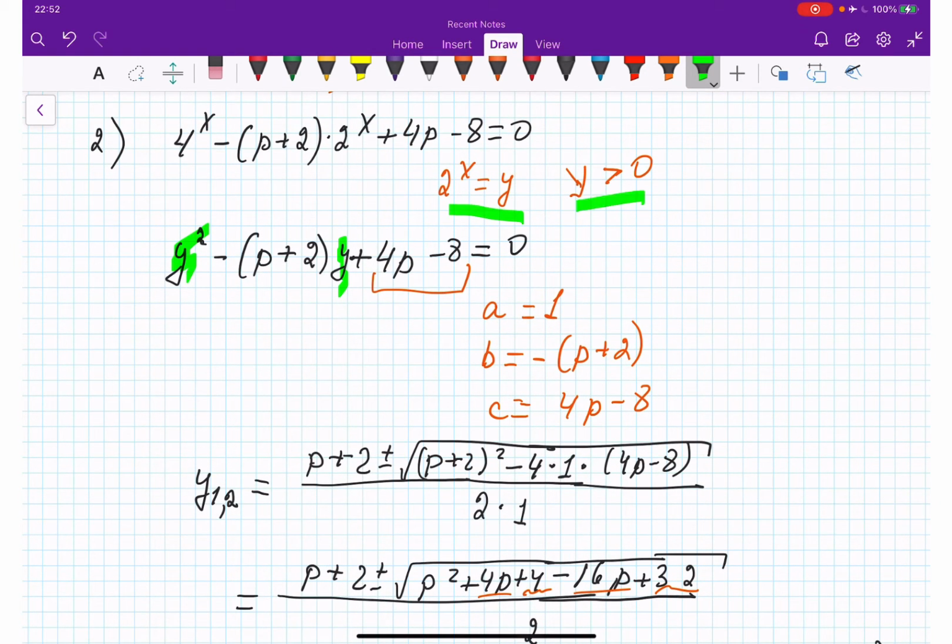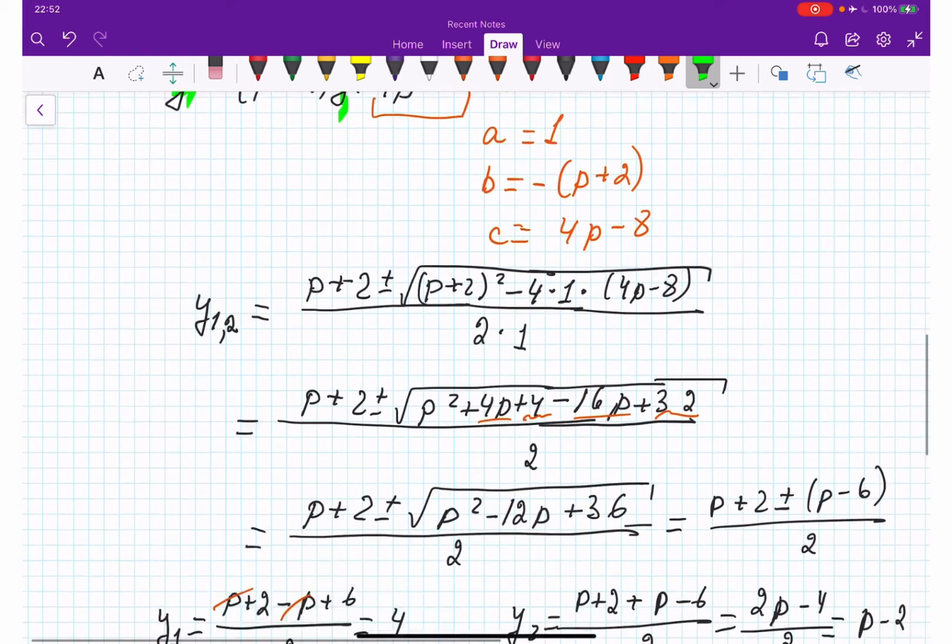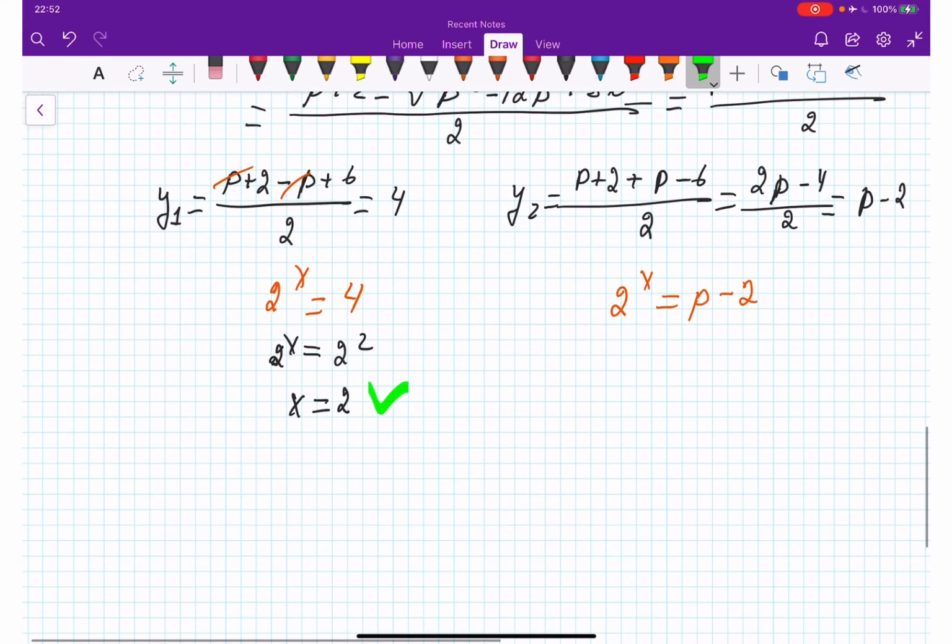And y has to be greater than 0. Then we have to make sure, if we put the condition that p minus 2 is less than 0, then in that case it won't satisfy the condition of substitution. Therefore, there will be no solution, right?